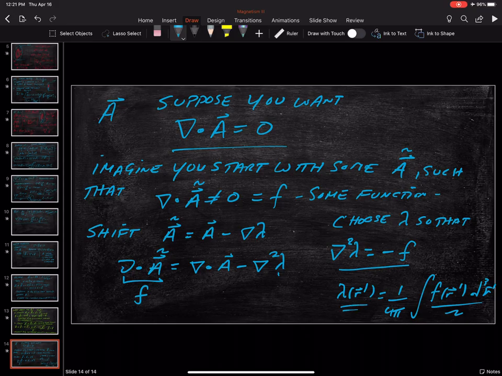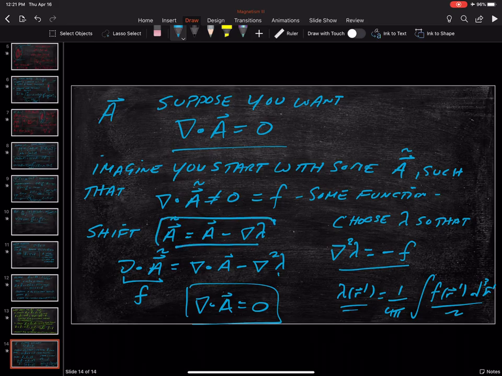If I choose lambda to be this, then these two terms cancel, and I get that del dot A is equal to 0. And so I've got that constraint, that condition that I want. Okay? Have I changed any physics? No, because I don't change the fields when I make these substitutions, these transformations. And so this is nice. And so you can always do that.